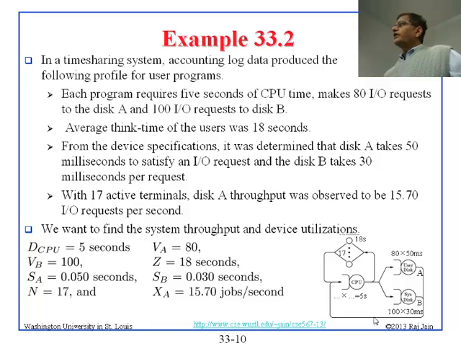All right. So what we have found is that with 17 active terminals, the throughput was observed to be this X value. What is given here is D CPU is 5 seconds, VB is 100, VA is 80, Z is 18, SA is 0.05, SB is 0.03, N is 16, where N is the number of jobs in the system. XA is 15.7 jobs per second. This throughput of A is given.